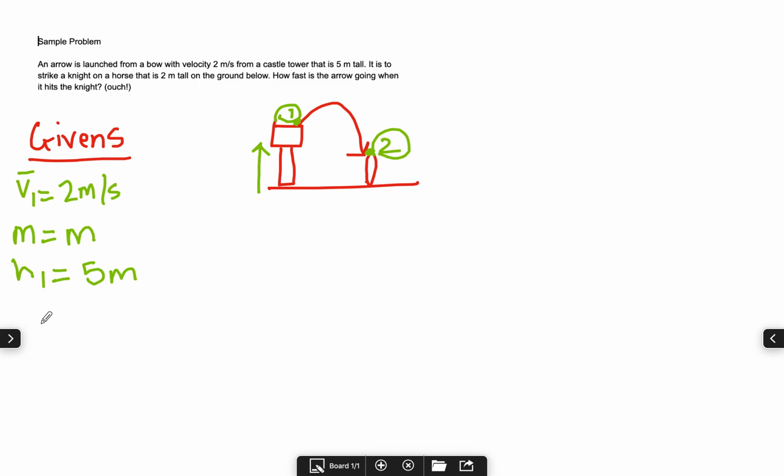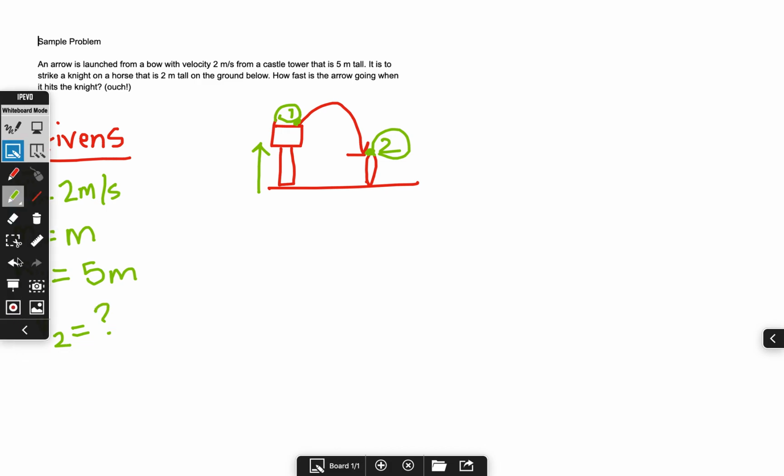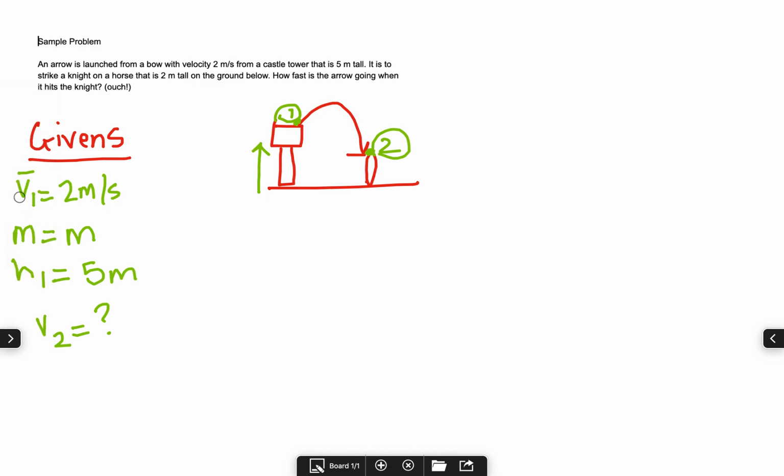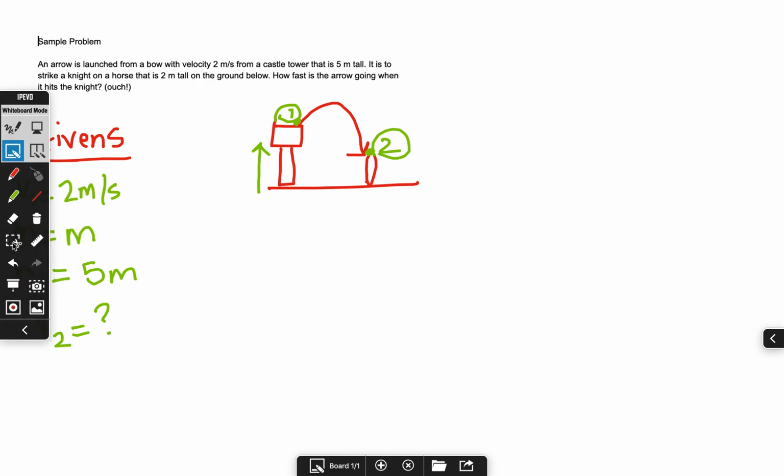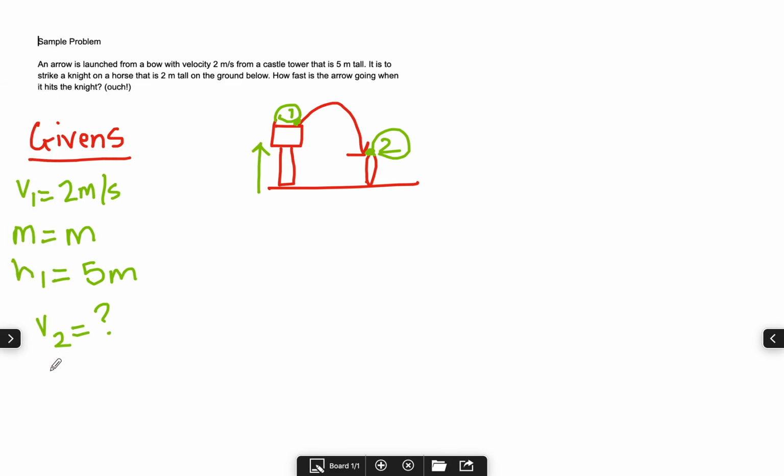And then for event 2, we're trying to figure out what the velocity 2 is. Trying to figure out what velocity 2 is, so that's our unknown. And then our height at that event is 2 meters. And that's all we know. So this is a conservation of energy problem. We know that because there are 2 events and we're trying to figure out what is happening to the arrow as it's flying through the air, and it's going to be accelerating. So we're going to use conservation of energy to solve this problem.